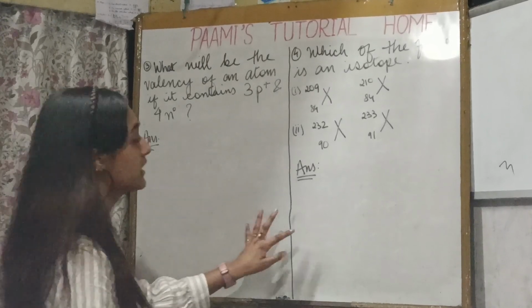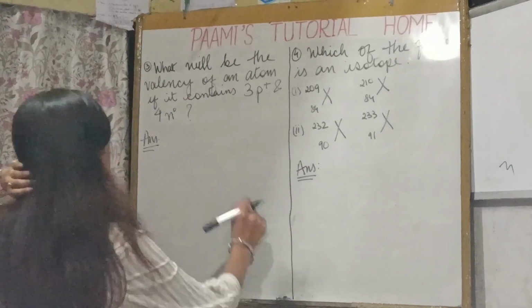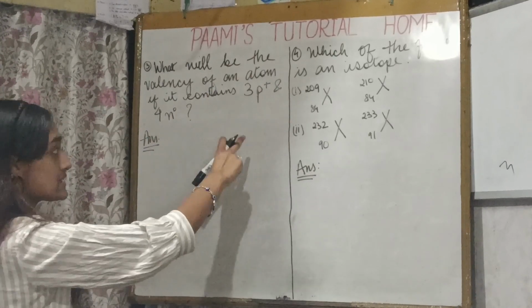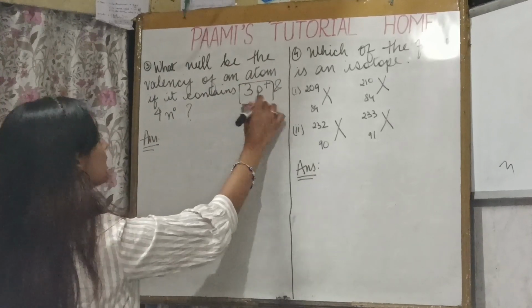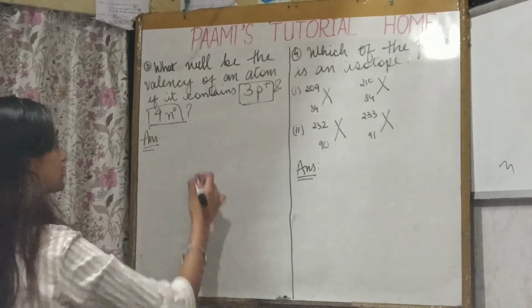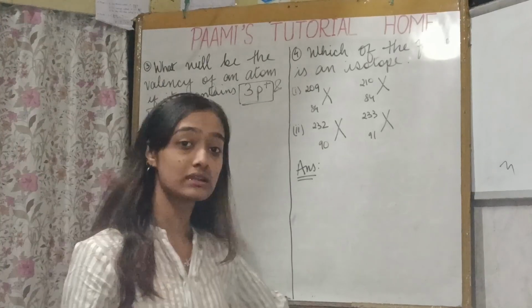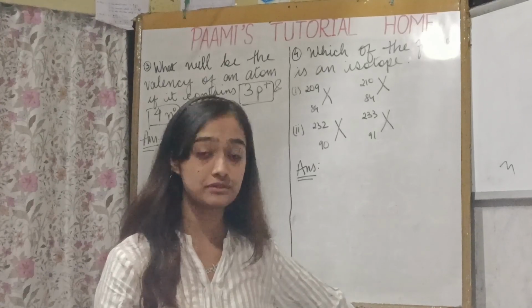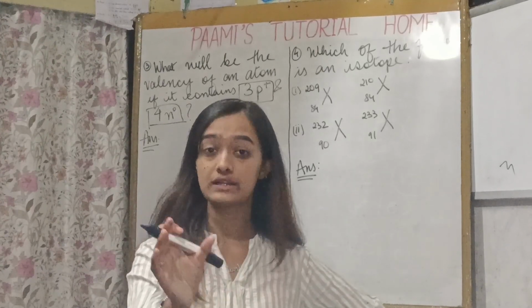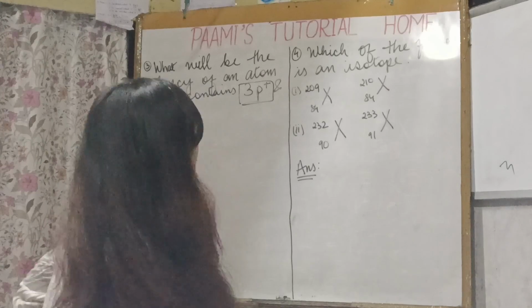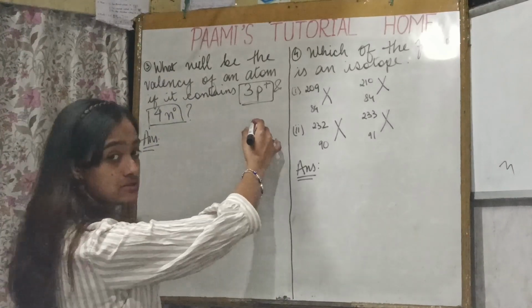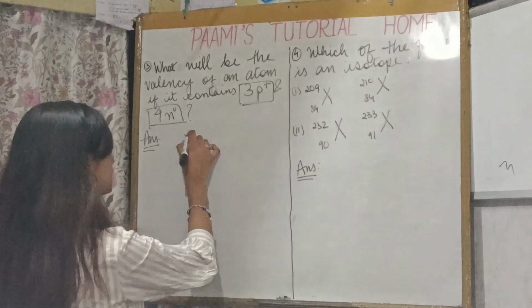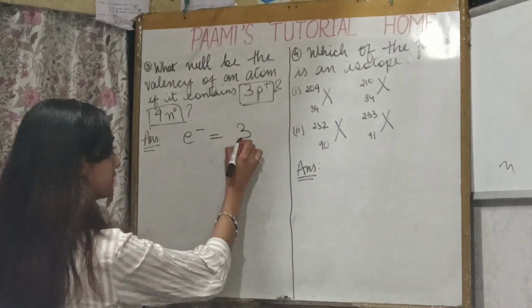So here are the other two questions. Okay. What will be the valency of an atom if it contains 3 protons and 4 neutrons? ठीक है. Valency मतलब last shell में कितने electrons हैं? How do we find it? By finding the electron number first. Proton number is given to us. What we know? Proton number is equal to electron number. So the electron number out here is 3.